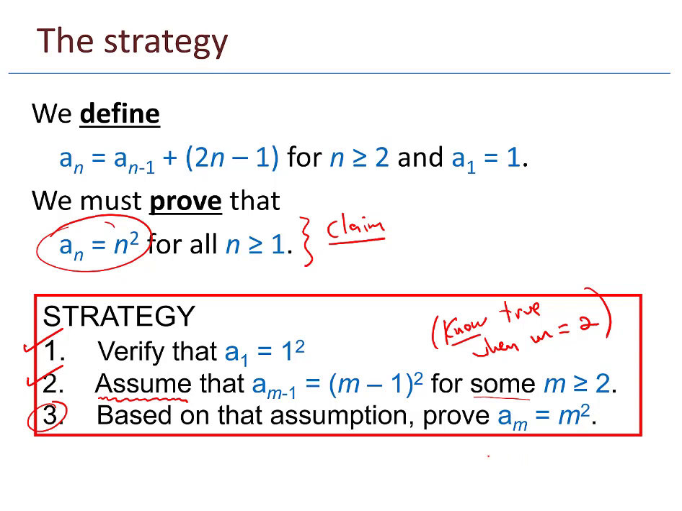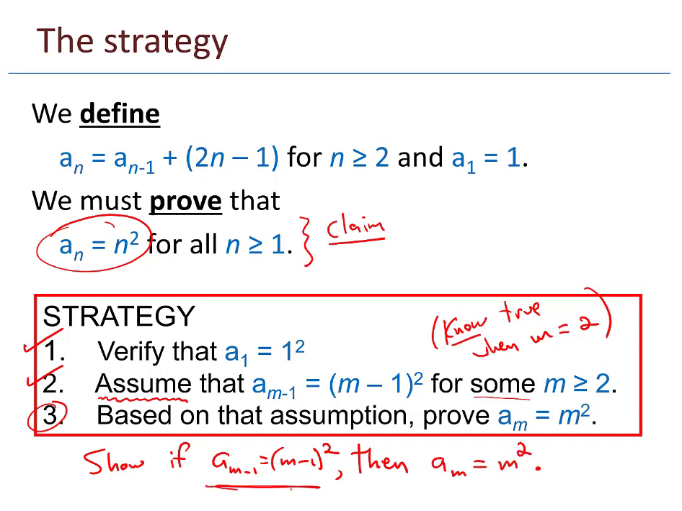That's really kind of funny, right? So basically what I'm doing is I want to show that if a sub m minus 1 equals (m minus 1) squared, then a sub m equals m squared. I'm showing that if the claim actually works out for some particular subscript, then the claim is also true for the next subscript. Do you see how that works?